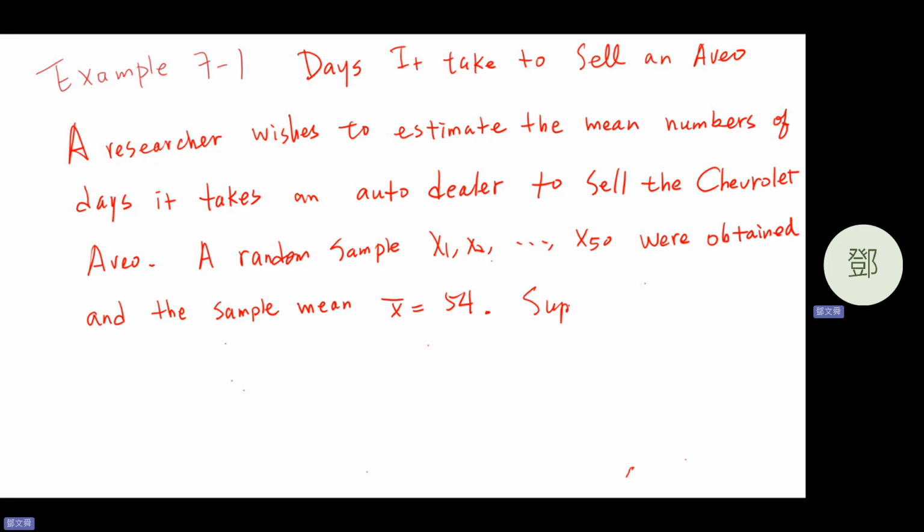And suppose that in the exam, I will say true or sample. If I say true, then the sigma is known. True standard deviation equals 6 days. There are two things to do.